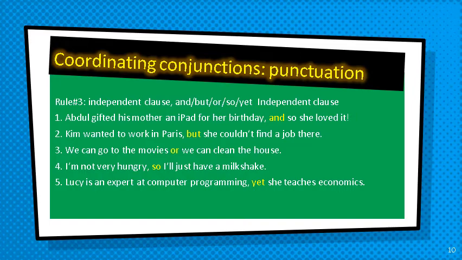Here, we have added a comma after the independent clause, and the next clause after the conjunction is also independent. For example, in the first one, Abdul gifted his mother an iPad for her birthday. So here we put a comma after the independent clause. And the second independent clause is so she loved it. So we added and between these two.